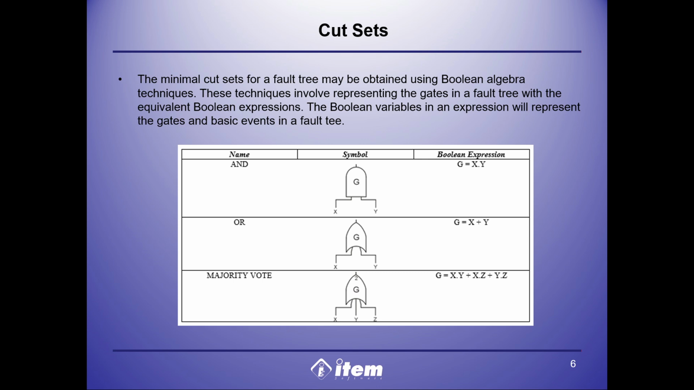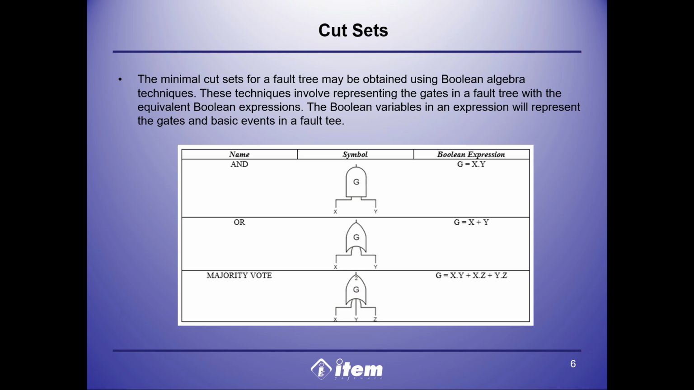To understand the math, we represent the gates in our fault tree with their equivalent Boolean expressions. The Boolean variables in these expressions represent the specific gates and basic events in our fault tree. Let's walk through the table on the screen. First, for an AND gate with an output G and inputs X and Y, the relationship is written as G equals X times Y. Next, for an OR gate with those same inputs, the relationship is expressed using addition, written as G equals X plus Y.